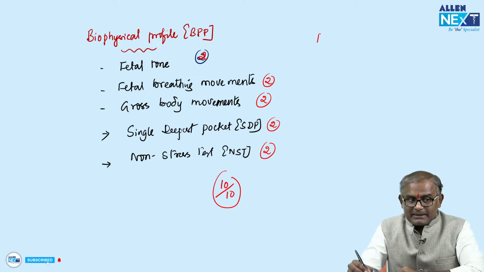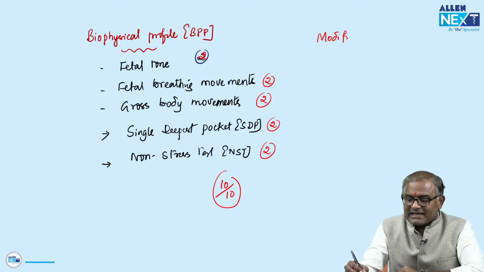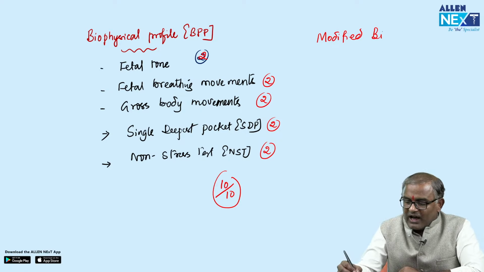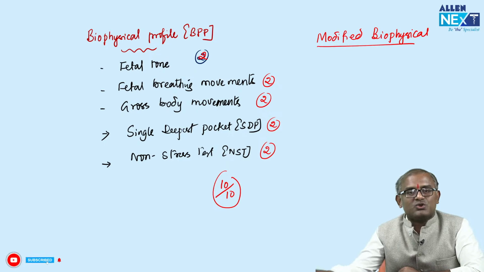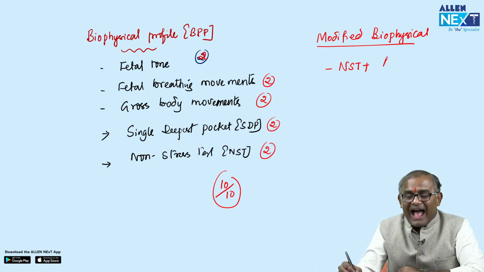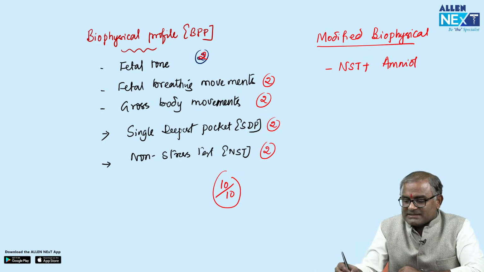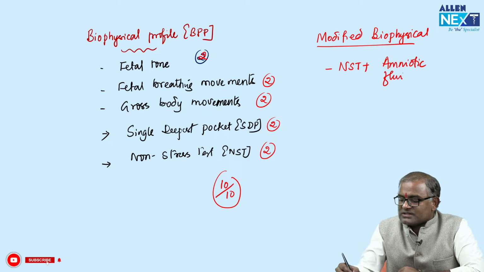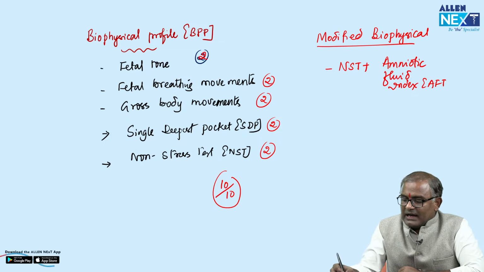Now, what is this modified biophysical profile? This was a question in a previous year INI-CET. The modified biophysical profile has only 2 components: NST plus amniotic fluid index. Please make a note of it. That is AFI. Understood, doctors?